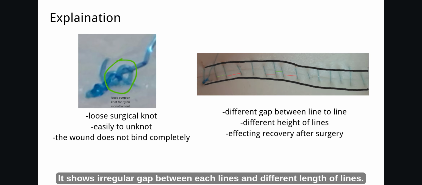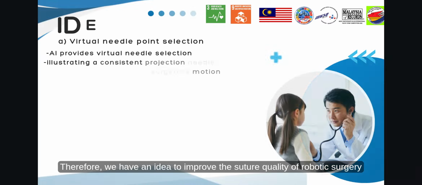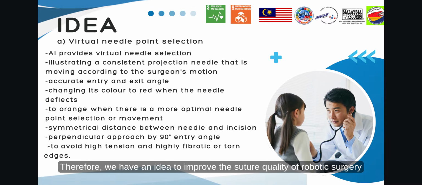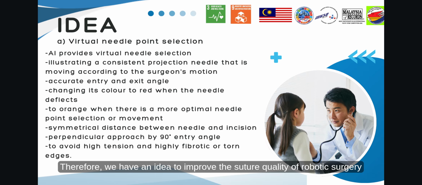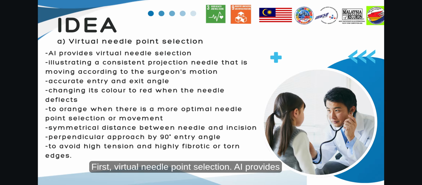And this is the final product of the suture. It shows irregular gaps between each line and different lengths of lines. It proves that different force is applied each time, which might cause excessive tension or lack of tension to the skin. Therefore, we have ideas to improve the suture quality of robotic surgery.